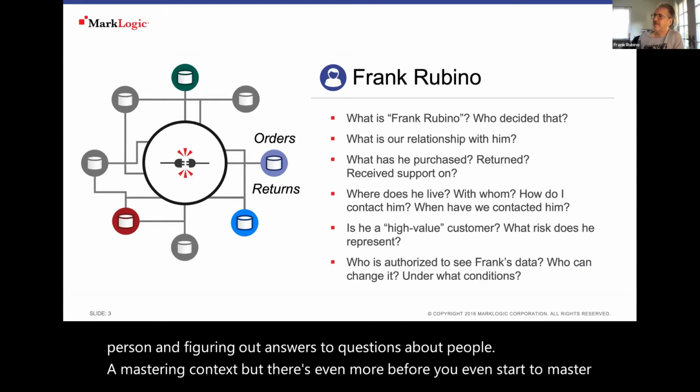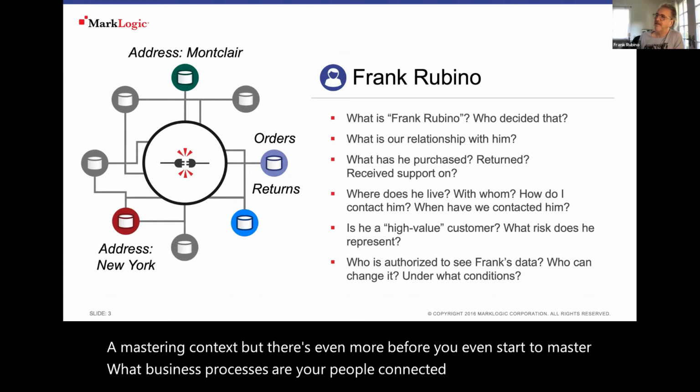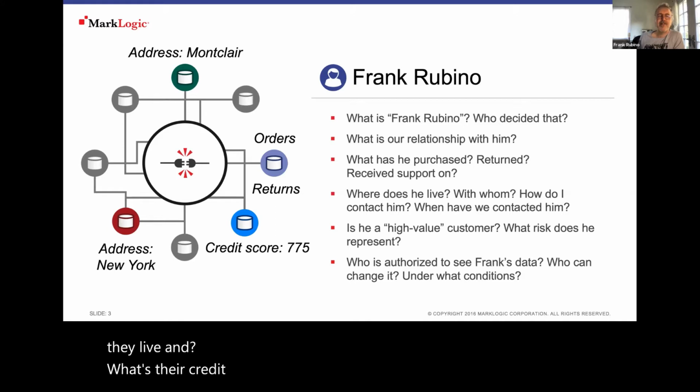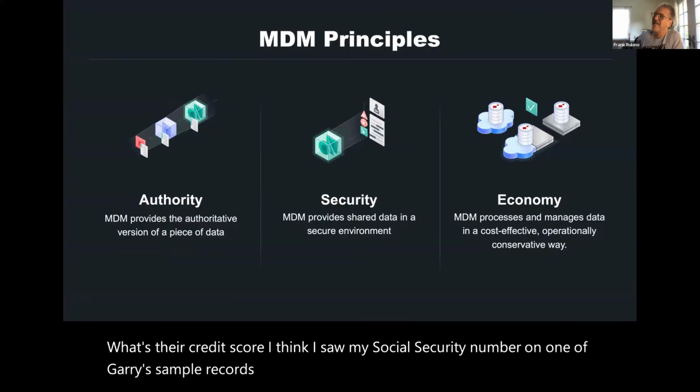What business processes are your people connected to? Where do they live? And what's their credit score? I think I saw my social security number on one of Gary's sample records, but you have to manage also that sort of secure information.